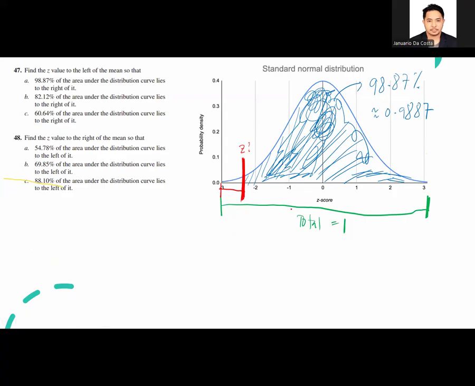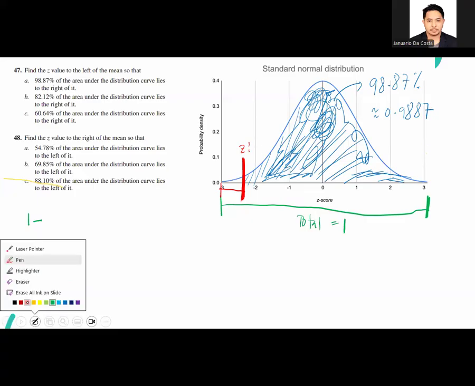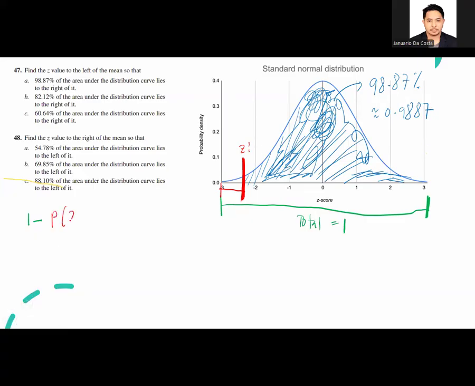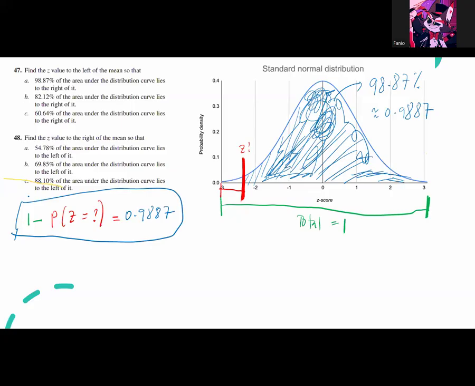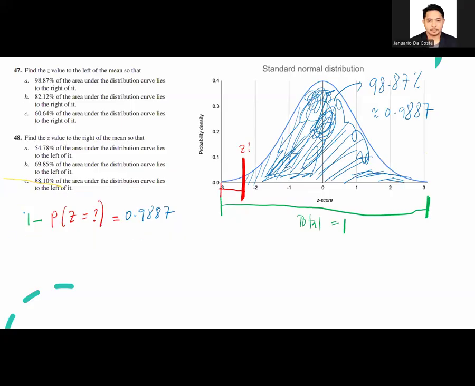Again, the probability of the area in the blue you can express as 1 minus the probability of that z in the red, with this z value you don't know, and this will equal the total area of 0.9887. This mathematical expression, do you understand? Yes, teacher.